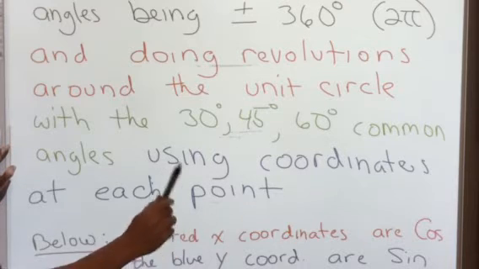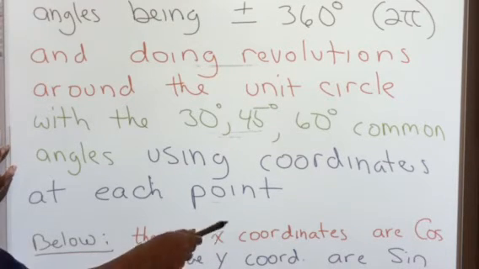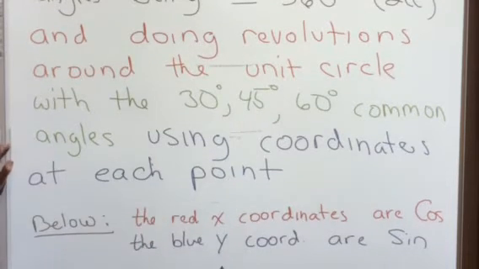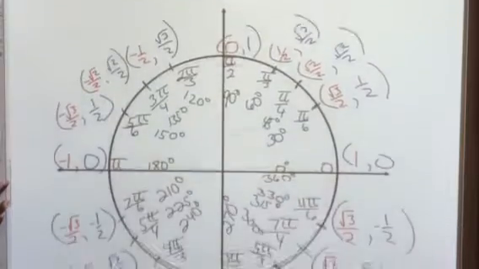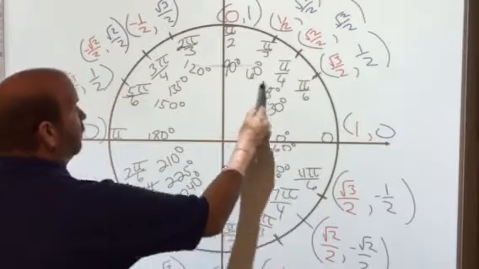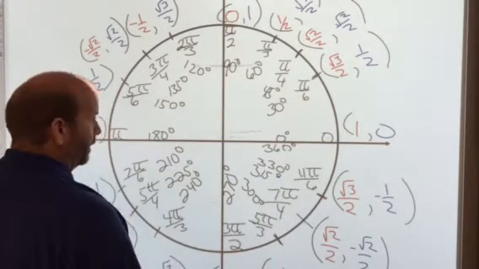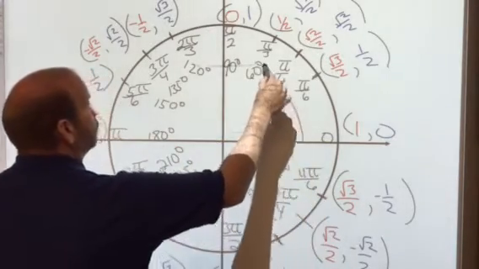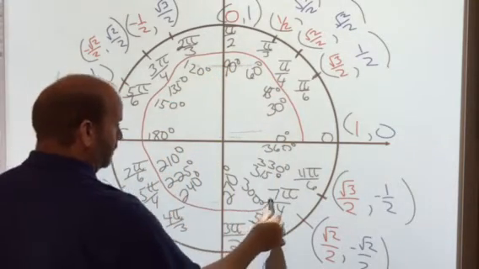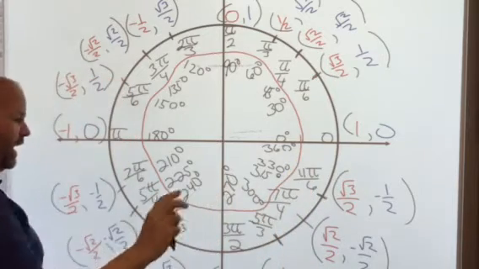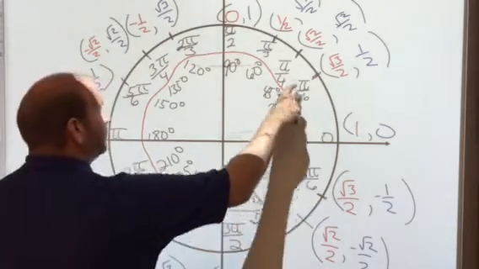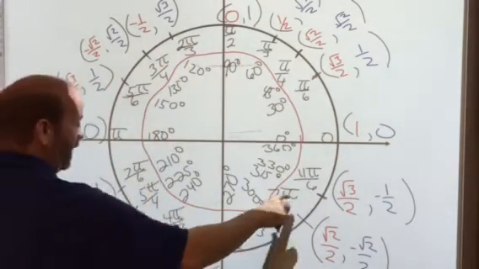Below, the red x coordinates are always cosine. The blue y coordinates are always sine, right? Because sine is y over r and cosine is x over r. So here's a crazy looking circle with all the stuff on it. So you have degrees around the inside of this circle, and we have the radians around the outside of that.